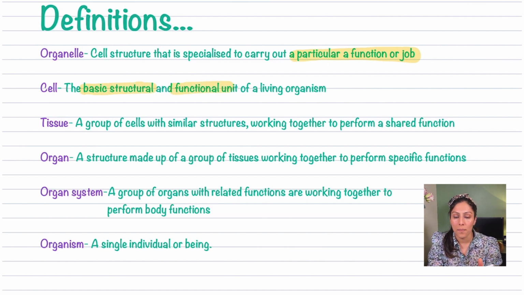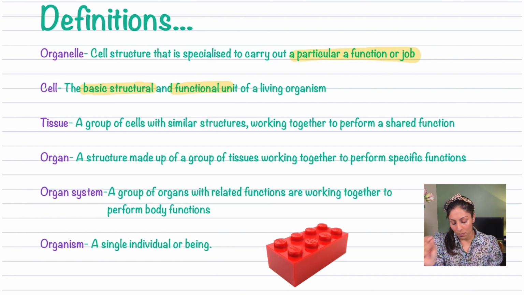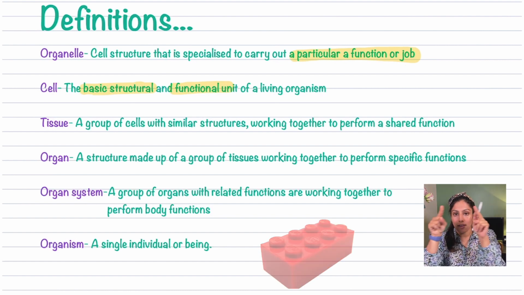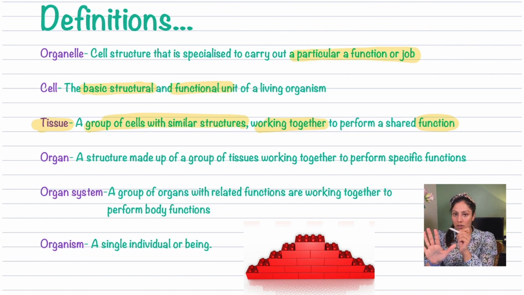Now, if I give you an example, if I take a cell and that cell is represented by a red piece of Lego. So one red piece of Lego represents one cell. Now, if I then put all these red Legos and make a little kind of plane of red Lego pieces, I would get my tissue. And that's because a tissue is a group of cells with similar structures, and they work together to perform a shared or specific function. So one whole plane of red Legos would make up my tissue.